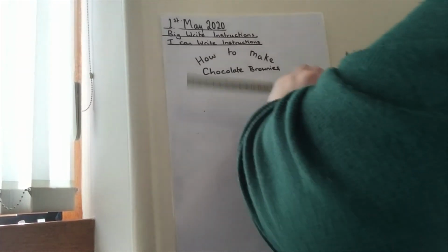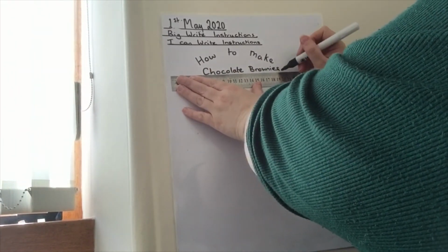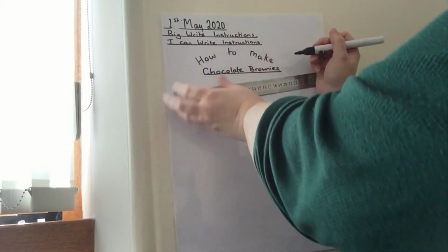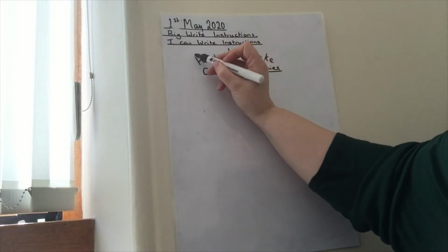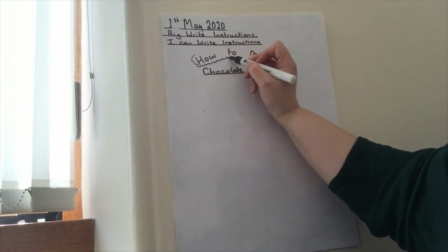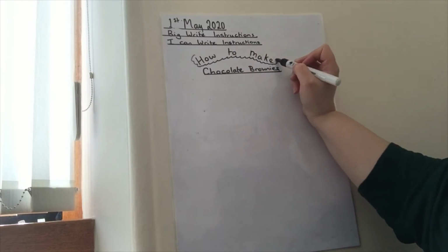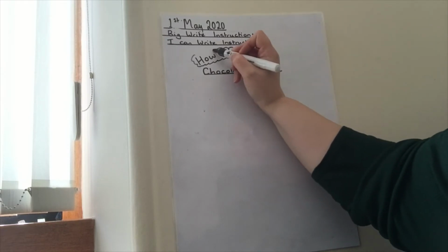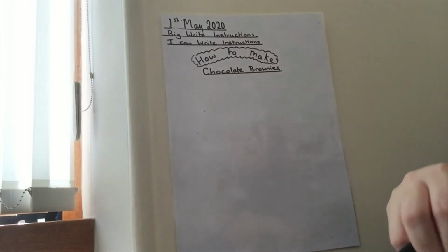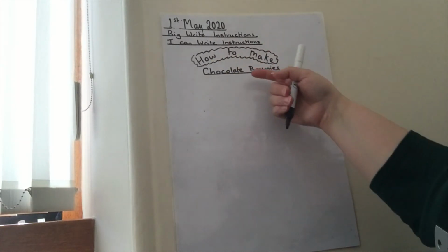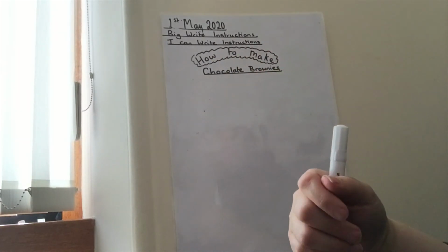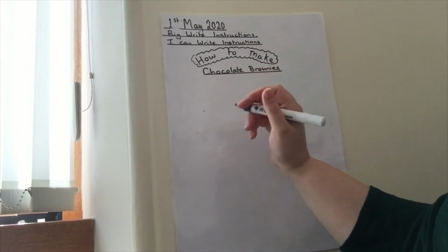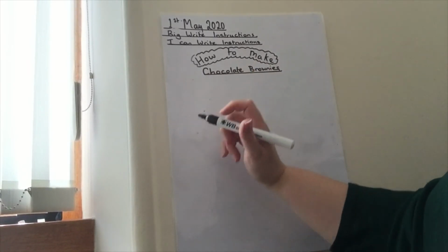And I'm going to underline my chocolate brownies because it's the title. And I'm going to put this into a shape. So if I had lots of how to make series, I would have how to make the same, and then just my titles would be different. So that's my main title, so it's gone into the middle of the page at the top.